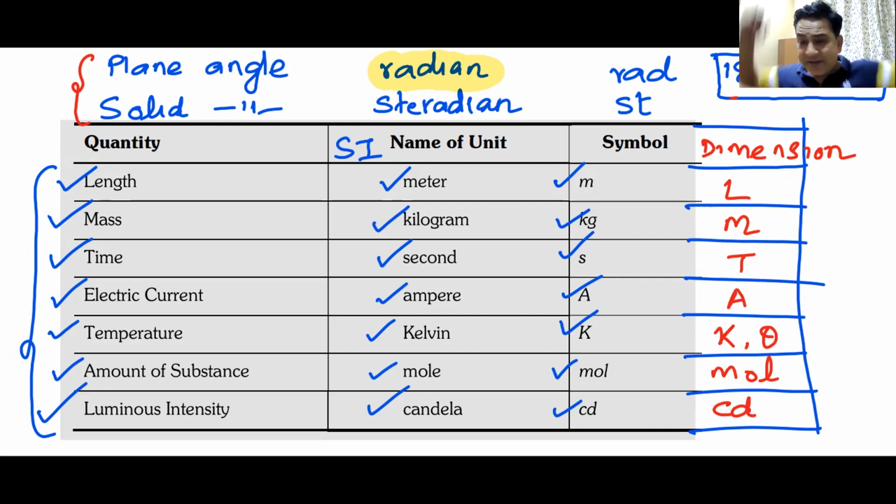So now I have 7 fundamental quantities, I have 7 fundamental units, and I have 7 fundamental dimensions. Do we understand this? Yes or no? Please raise your hands. Great. I'll give you 2 minutes to note this down.